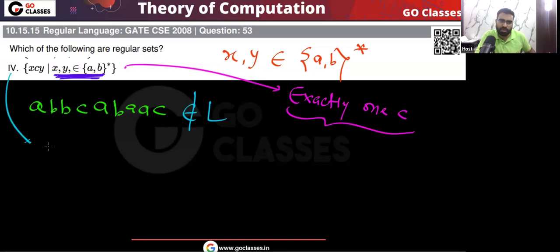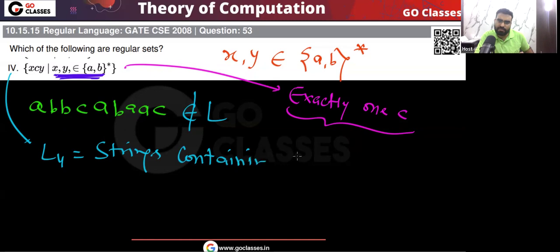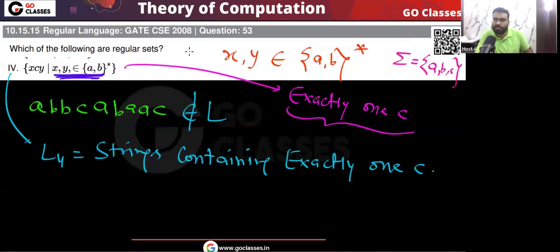In this language, which I can call L4, we have strings containing exactly one c. Is this clear? Please tell me. This is our language and our alphabet is {a, b, c}. This is the alphabet. I hope you understood. So this is our language here. Now, what will be the regular expression?